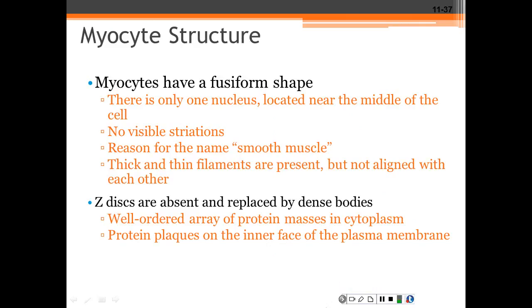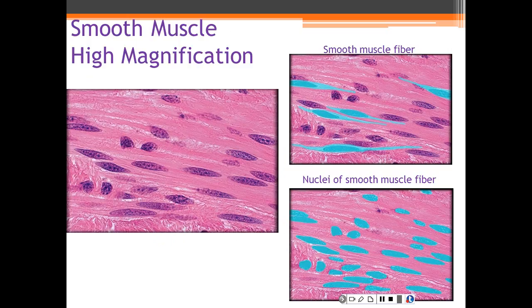Alright, so we have our Z discs. Now, our Z discs are absent, and in their place are protein plaques called dense bodies. And those are what you find on the inner plasma membrane, and then they disperse throughout the whole sarcoplasm.